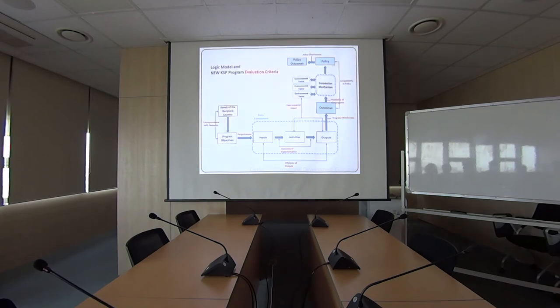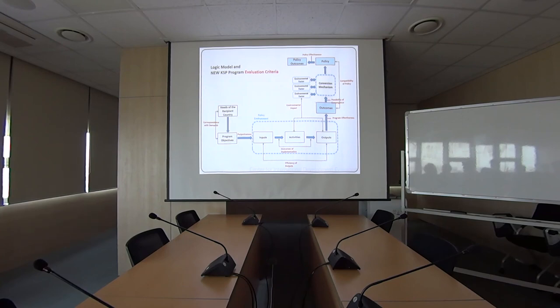So let me just explain a little bit about the logic model. We call this logic model an extended logic model. From input, activity, output, program objective, outcome, up to this part, this is called the conventional logic model. So from program objective or input all the way to the outcome. But we try to extend our logic model beyond the project outcome.